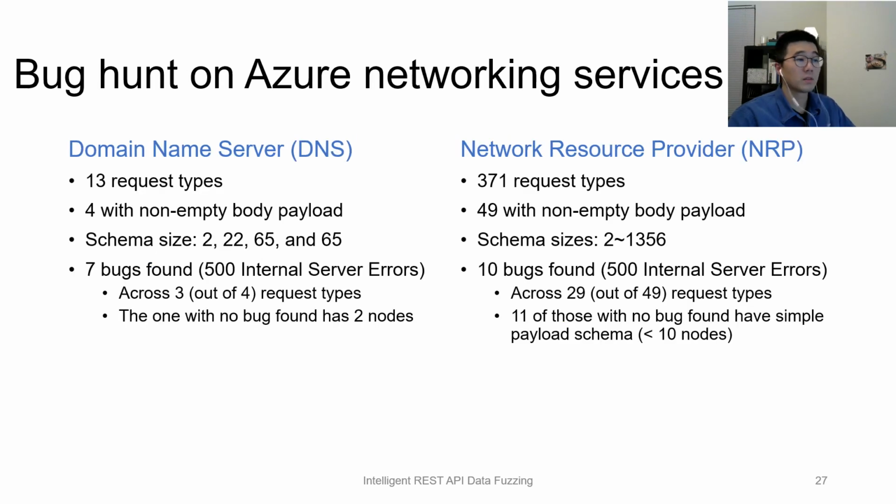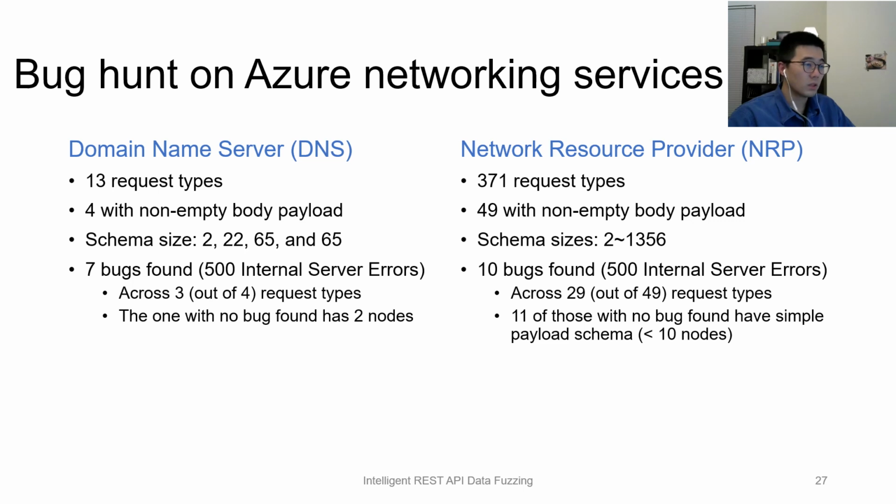Using this final data fuzzing algorithm, we had a bug hunt on Azure networking services. The first service is the DNS service, the one that we used for all the case studies before. Among the 13 request types, there are 4 with non-empty body payloads, ranging from 2 to 65 nodes. And we found 7 bugs in it, including system crashes.